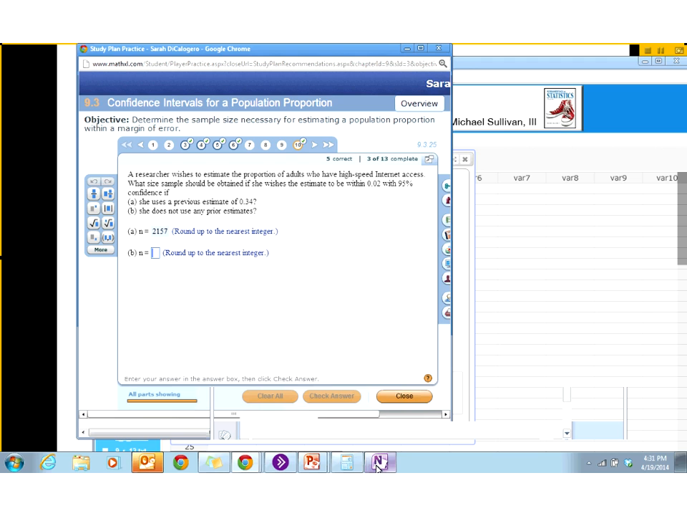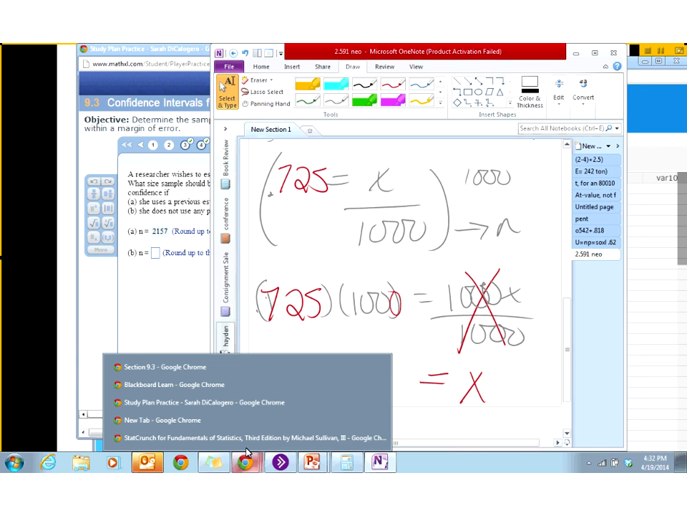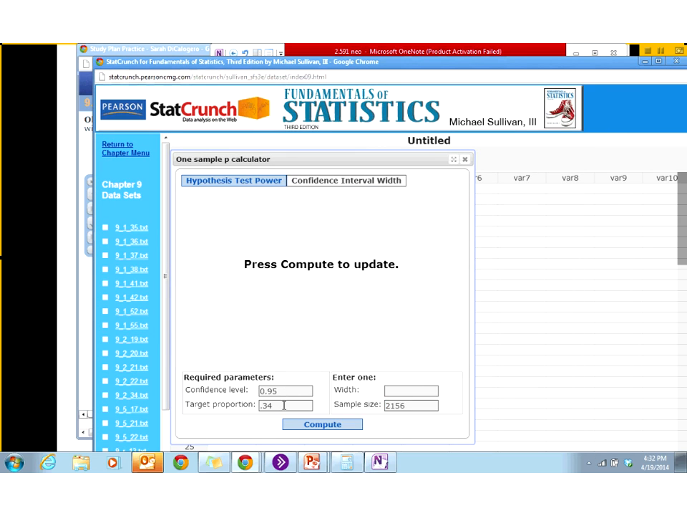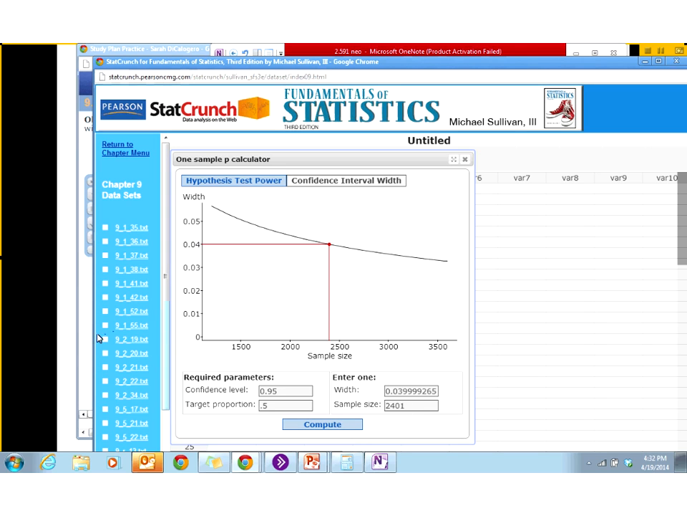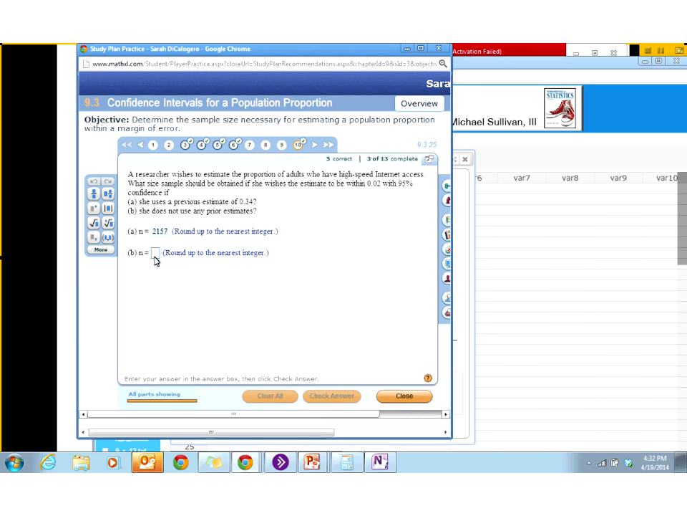If she doesn't use any prior estimates, then we're going to use 0.5. So again, target proportion, we're going to use 0.5. The width still is 0.04. And we're going to compute, and we're going to get 2401, so I'm going to use 2402.